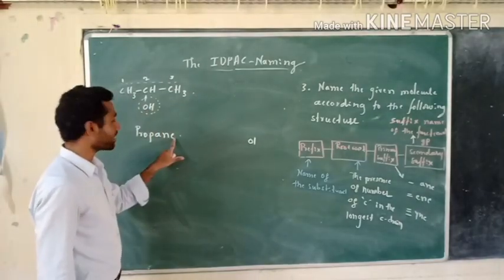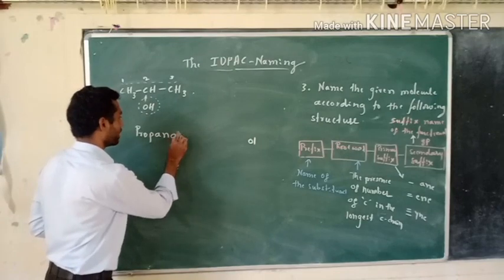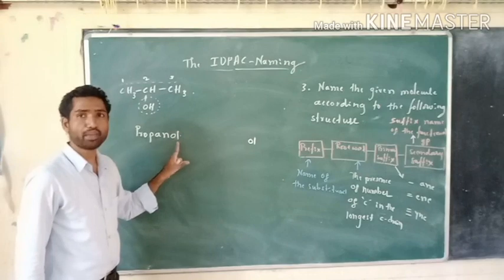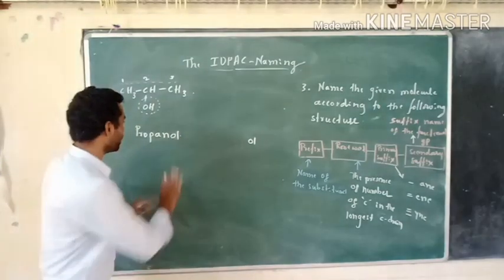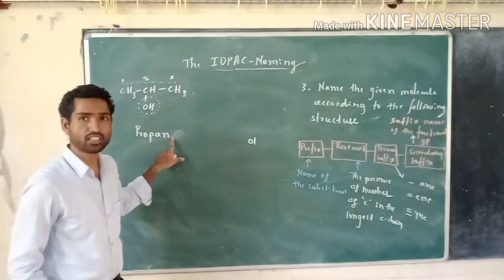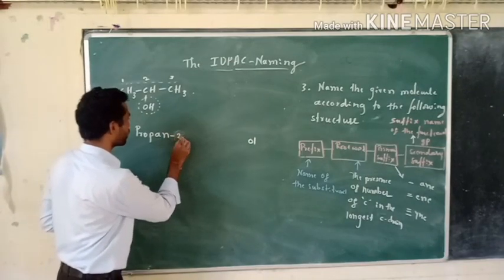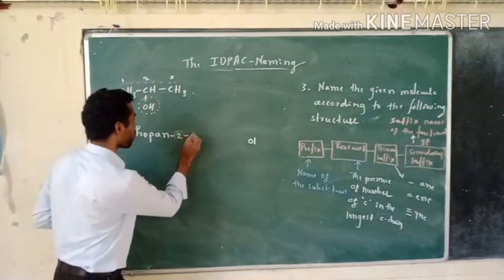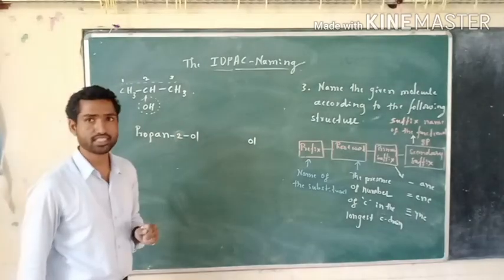So, in order to write the secondary suffix, I have to remove the e from the primary suffix and write ol. While doing so, we have to mention the position of this functional group. You omit this e from the primary suffix and write the position of the functional group, 2, since the functional group is attached to the second carbon. Propan-2-ol. This is the molecule.